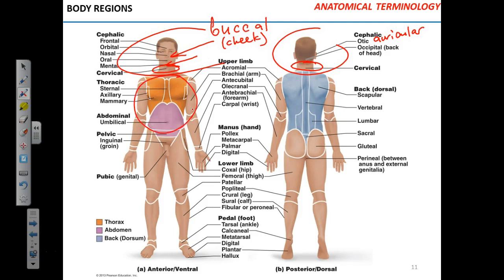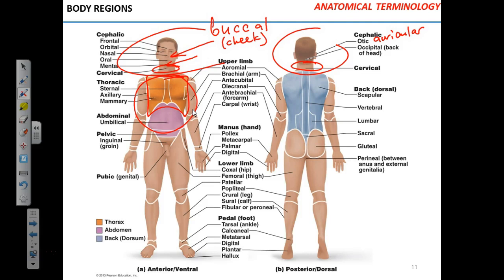Front of your trunk. There is a lot. So this whole thing, it's highlighted in orange. So this whole orange thing is thoracic. It's pretty much something like this. Okay, that's all thoracic. Got it? It involves some smaller regions.